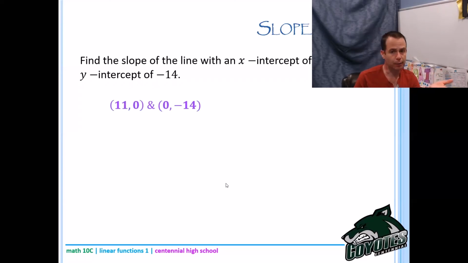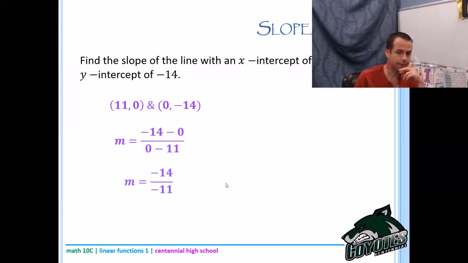Call one (x1, y1), and call the other (x2, y2), and then you can just apply your slope formula. Okay, so I went negative 14 minus 0 and 0 minus 11. Okay, so that gives me negative 14 over negative 11. Don't try and do these in your head either. Make sure you write the point, because if you don't write out the points and apply it to your slope formula, lots of kids will just look at those two numbers and assume it's negative 11 over 14 instead of 14 over 11. Sorry, they assume it's negative 14 over 11 because they just take the y and they take the x, okay?